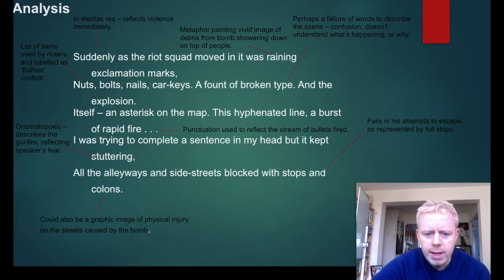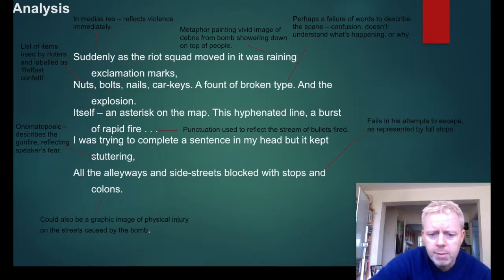Broken type, and then the inability to complete a sentence later on, perhaps a failure of words to describe the scene, kind of reflects the confusion; he doesn't understand what's happening or indeed why. Your ellipses, another variation on the punctuation used. This could reflect the stream of bullets fired. Could reflect, I'm interpreting it. I don't know for sure, but it's a valid interpretation based on the overall context of the poem.